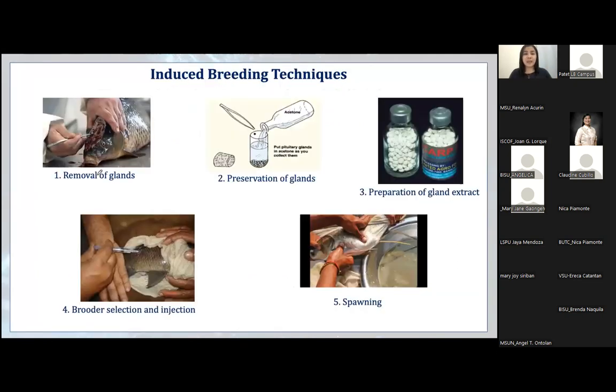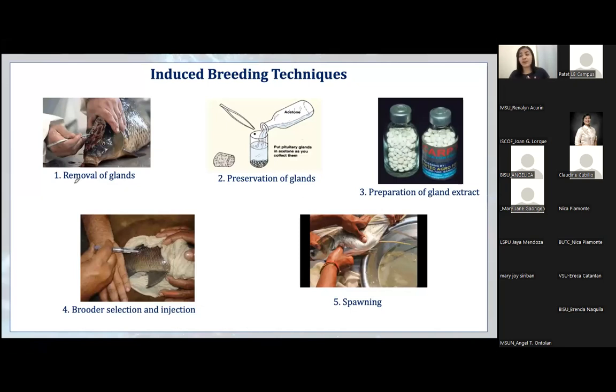Okay, next, ito pala yung induced breeding techniques. Ito yung process. For an exam, minsan may mga lumalabas na processes. Kunyari gagawin nilang A, removal of glands, B, spawning, C, preservation of glands, D, ganon. So it's up to you kung paano nyo siya pagkakasunod-sunurin sa tamang sequence. Dapat, ang daming methods na pinresent last time ng ating mga previous speakers, so dapat matandaan nyo ito lahat or at least maging familiar man lang. So these are the techniques.